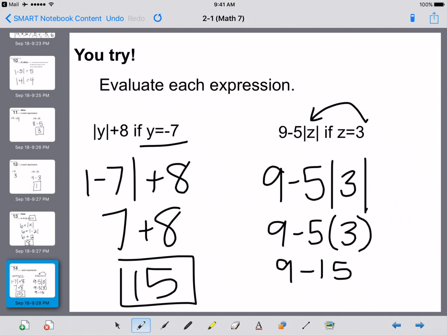9 minus 15, we'll get more into working with subtracting integers here. Since 15 is bigger than 9, our answer is going to be negative, and 15 is 6 away from 9. So negative 6 there would be our answer.